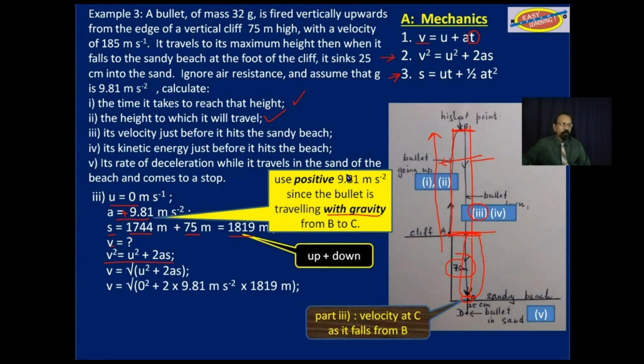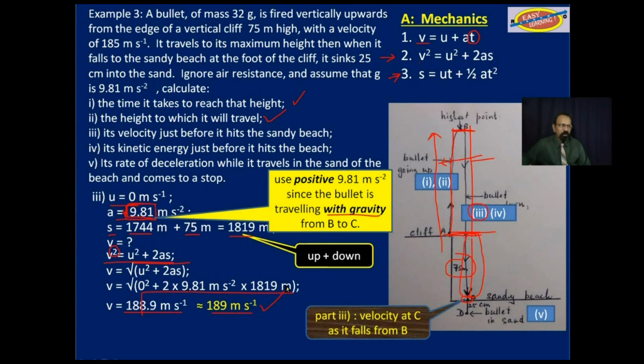We remove the square from the left hand side and we get v is equal to the square root of all of that. We substitute the numbers we are given and we get 188.9 meters per second. We have to round off to 3 significant figures, so we get 189 meters per second.